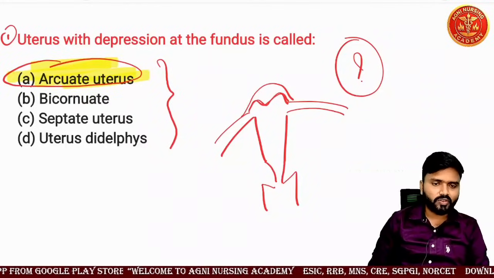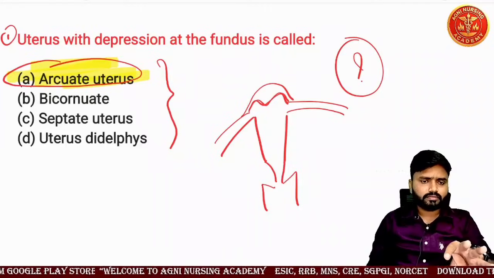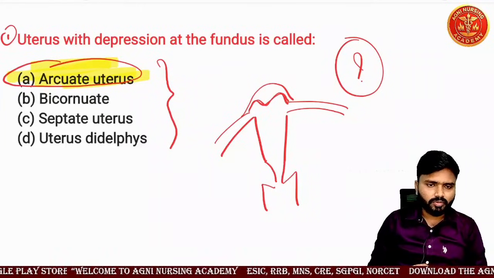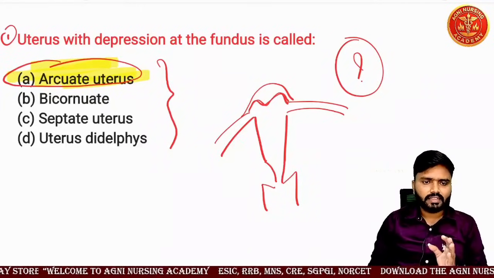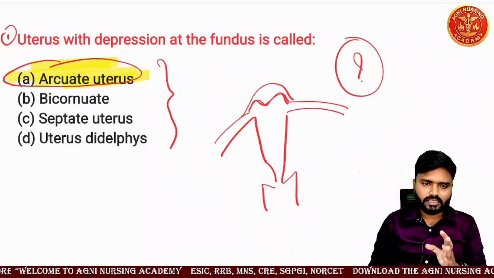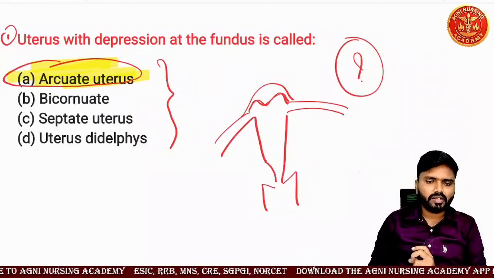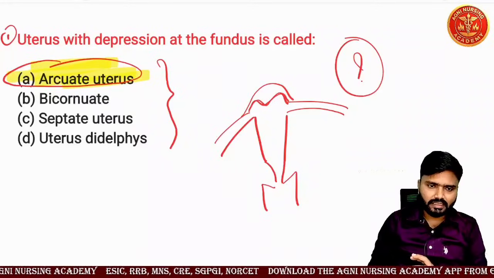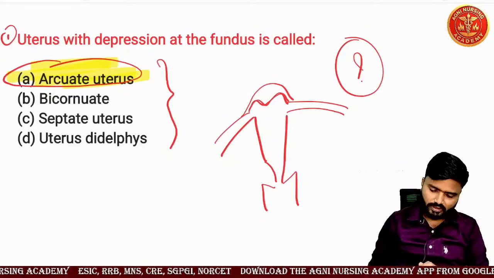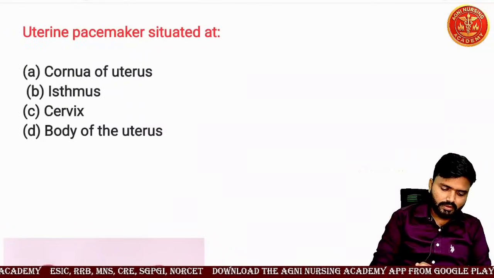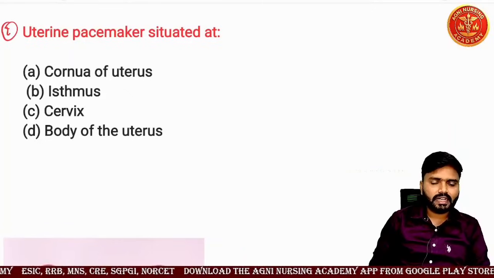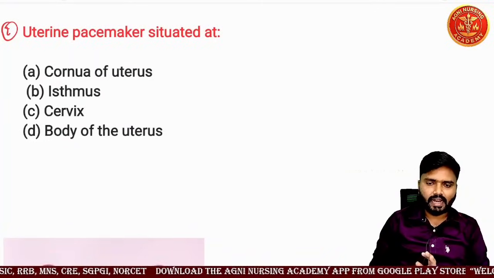In the bicornuate uterus there is partial incomplete fusion of the body, and in the septate uterus it is also the same. These all have similarities, with somewhat of a difference, but in the arcuate uterus only the fundus region shows a depression. Understood? So here is the second question: uterine pacemaker is situated at the.